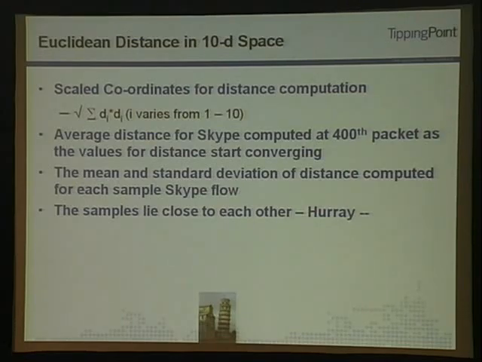So finally, we scaled those coordinates, like I said, and that's very important. What we did was calculate the Mahalanobis distance, and that's important to do because it is scale invariant. And so the average distance for Skype, at the 400th packet, is about when everything starts converging and making a lot more sense. The samples for Skype all lie very close to each other, and that's great. That means that we really can use it to identify that particular type of traffic.